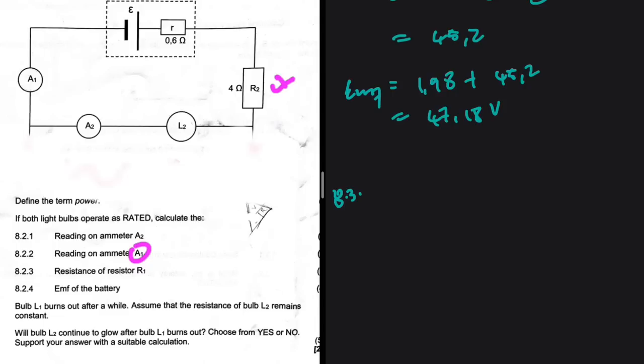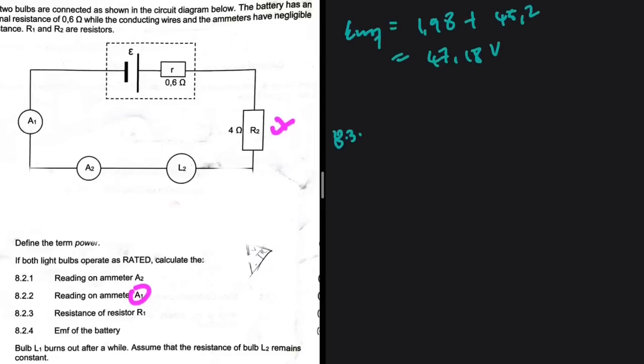That path is gone. We can forget about that path. Okay, so even if that path is gone, there are some things that are still true. The internal resistance is still 0.6. The EMF is still 47.18. This is still true.